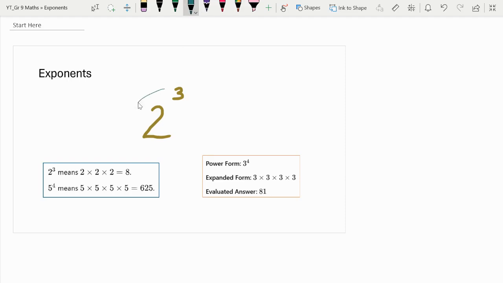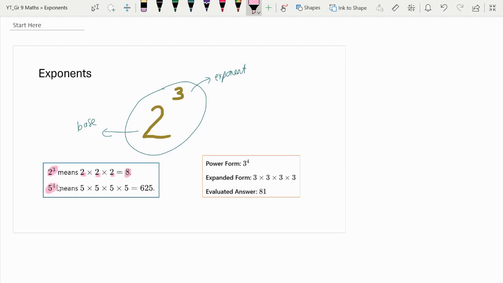Over there, we need to know what this means. It means 2 to the power of 3, where 3 is our exponent and 2 is our base. We need to know that when we refer to the base, what are we talking about? Then what does that mean? 2 to the power of 3 means that 2 is being multiplied by itself 3 times. And in this case, we know the answer. We can evaluate that. It would be 8.